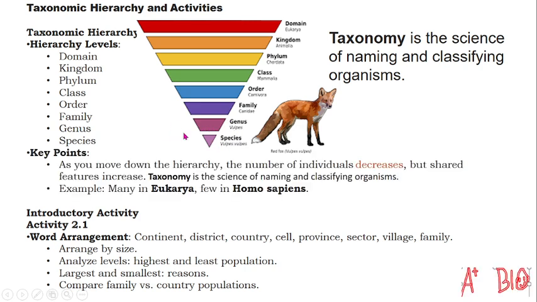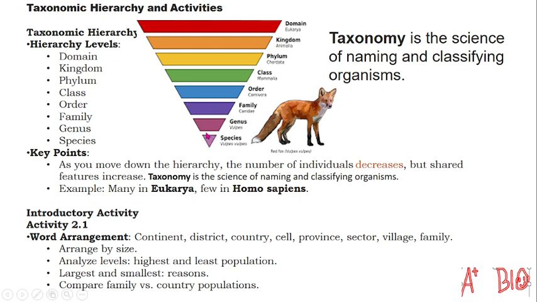So the key point to keep: as you move down the hierarchy, the number of individuals decreases. On the domain or kingdom, let me say kingdom Animalia, many animals and many organisms are there. But when we reach the species, like Homo sapiens, only a few individuals are there. But shared features increase. As you go down, the number of organisms decreases, but the organisms that remain have similar characteristics.